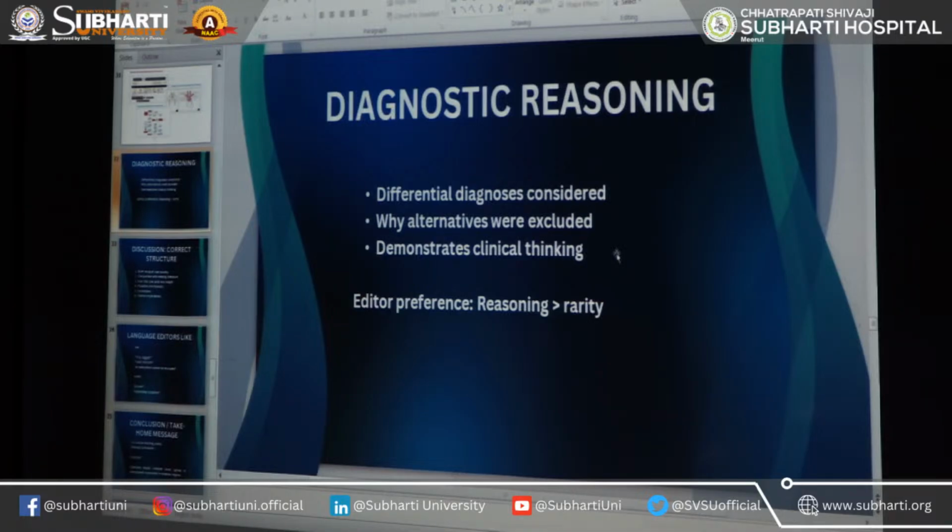But at times we have a case which presents a bit differently, and then through your diagnostic reasoning, you reach a diagnosis. That is something which is probably easier for a case report to contribute. And if you spend time on writing this part, that improves the chances of your publication and later citations of your work as well. Because if you are contributing a different approach to the same case, that helps other clinicians around.